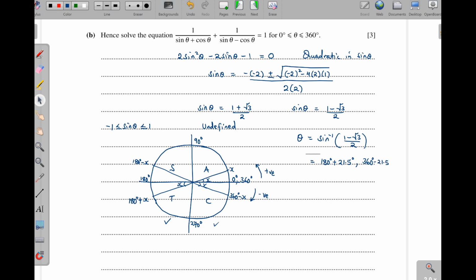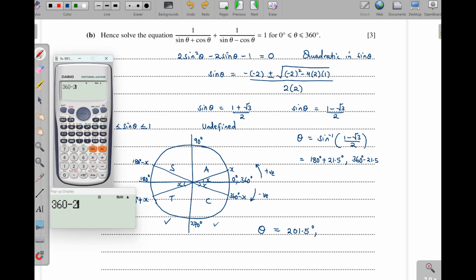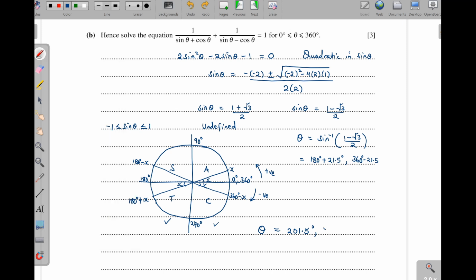Okay, so then what do we get as our answer here? So our theta is going to be equal to, this is 201.5. And then this one here is going to be what? 360 minus 21.5. That one will give us 338.5. 338.5 degrees. These angles at 1 decimal place, and that becomes our answer.